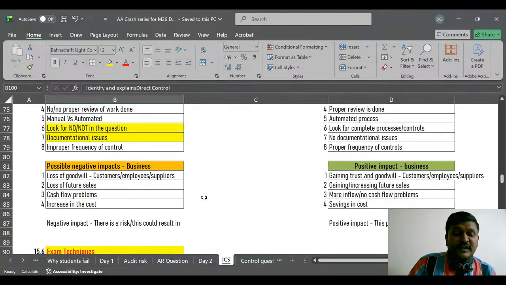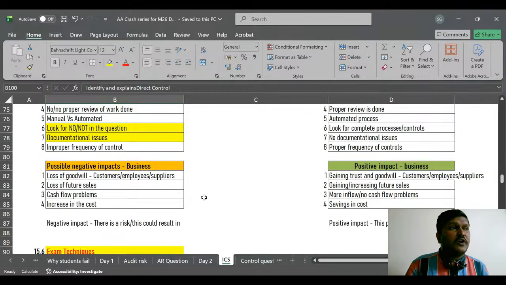Coming to the second one, due to the loss of goodwill, customers will go away from you, resulting in loss of future sales for you. We will also have cash flow problems, because the customers will not pay. Like a receivable you are not following up, they might not pay, resulting in bad debts and cash flow problems for the company in the future.